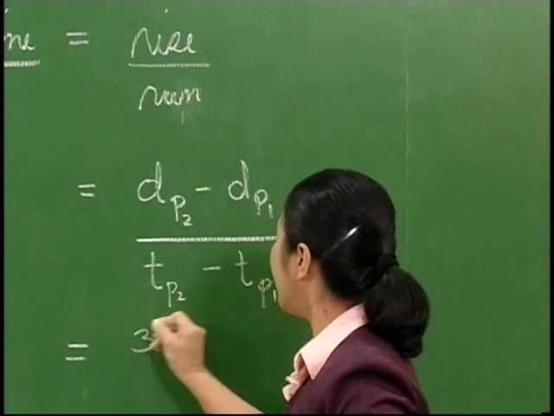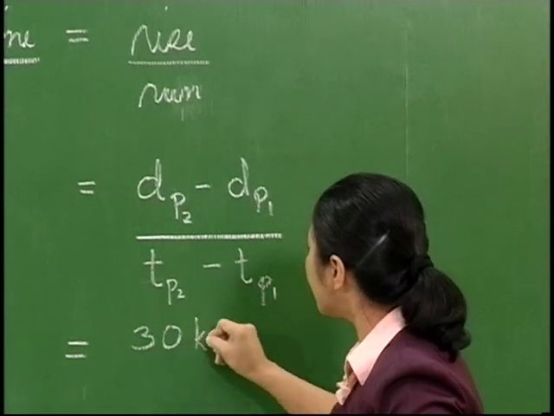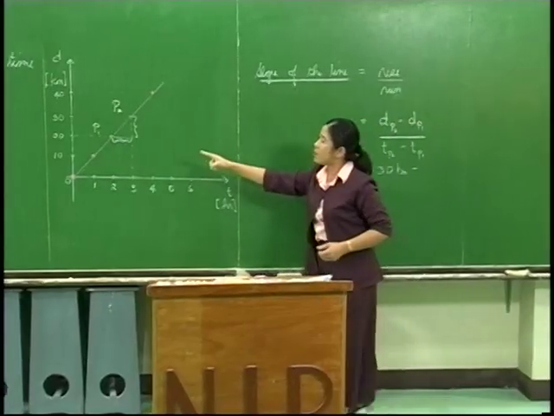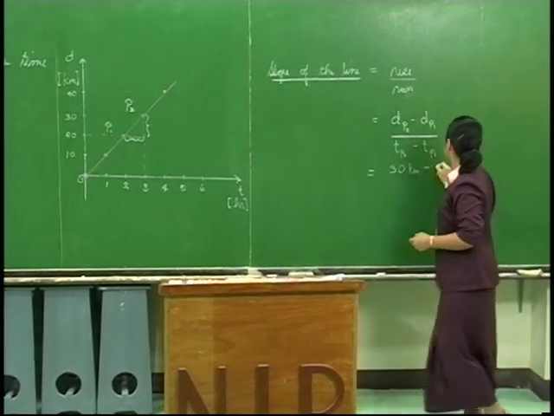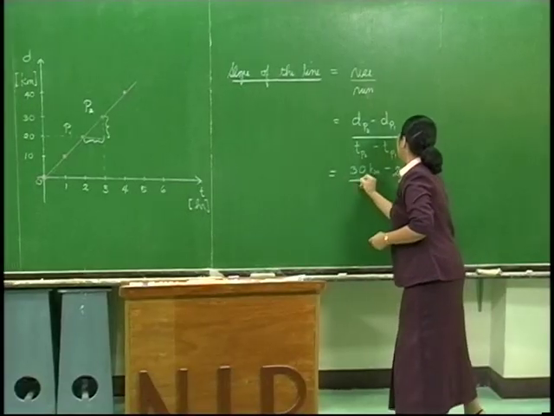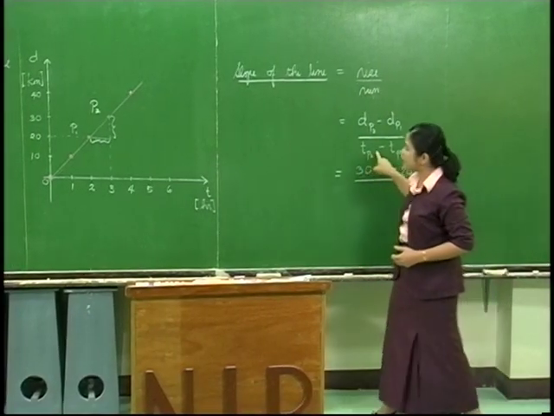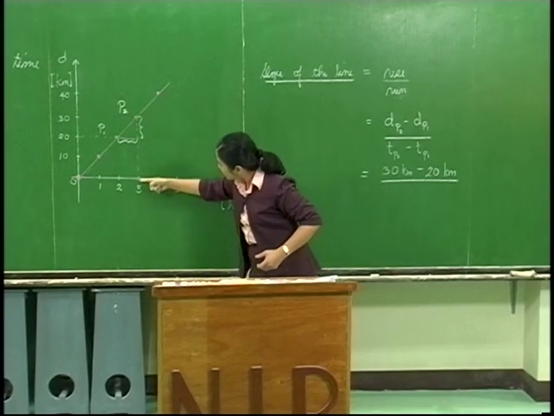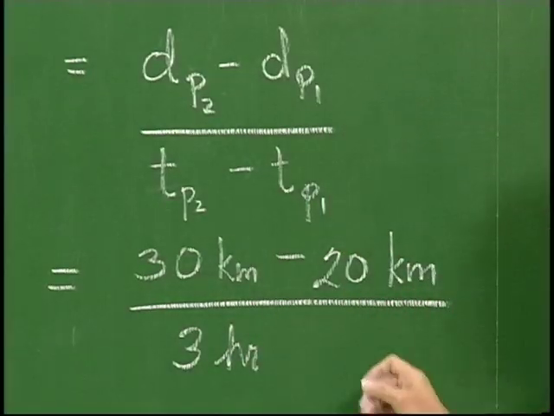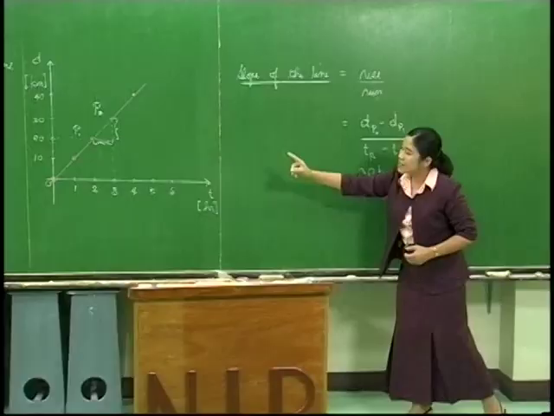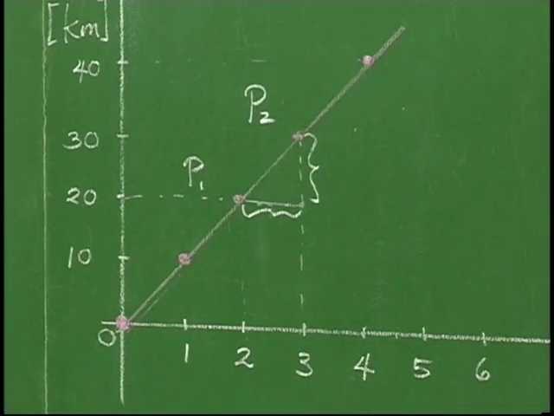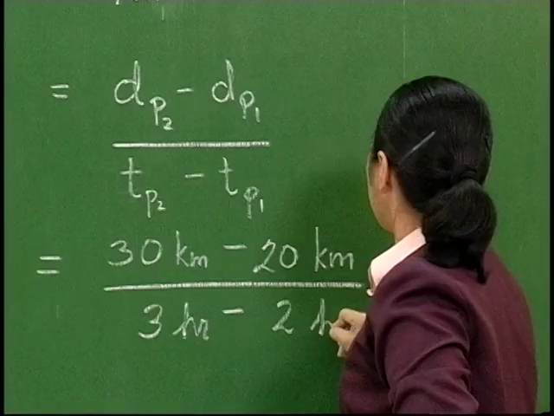This would be 30, and the unit, of course, kilometers, minus what is the D at point P1? That would be 20. So you have 20 kilometers. And now you divide the time at P2. This is the time value now. It is at 3 hours minus the time at this point. So again, you just check the value that you have, and you have 2 hours.